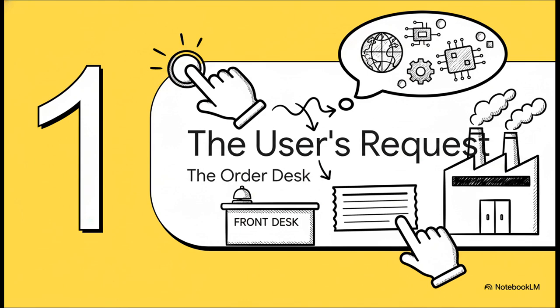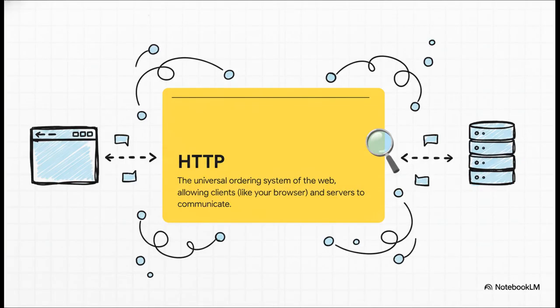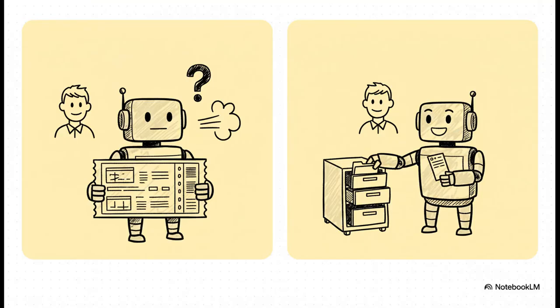For the factory to even know what to do with it, that order has to be written in a language that everyone understands. And that universal language is HTTP, the Hypertext Transfer Protocol. It's basically the standard ordering system for the entire web. It's what lets your browser, which we'll call the client, talk to the website's server and place a really detailed order.